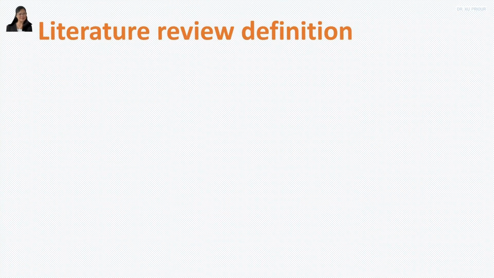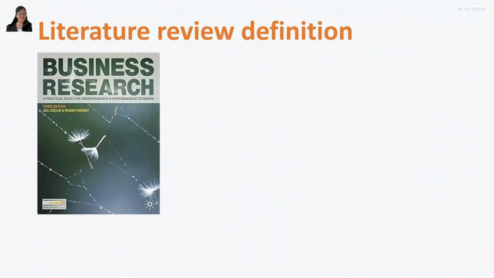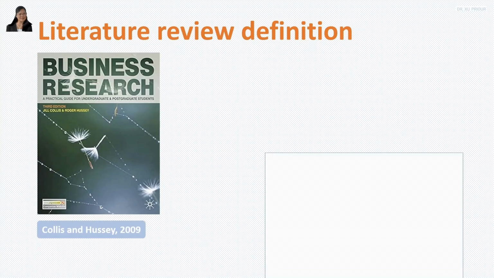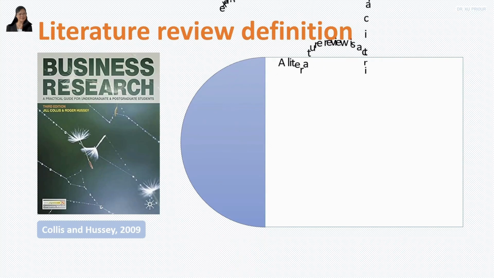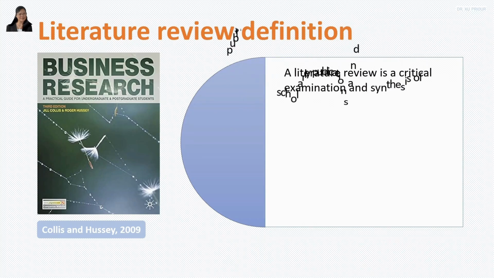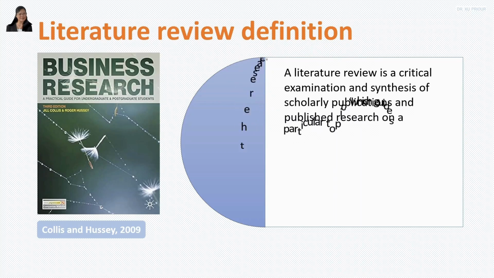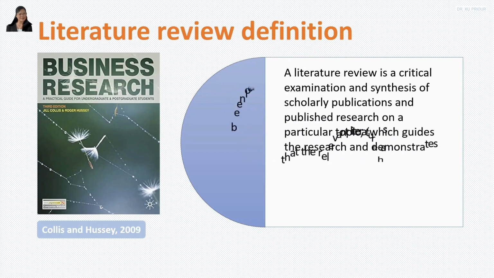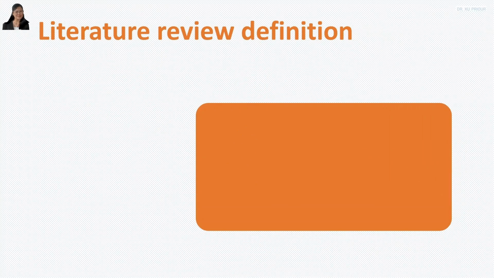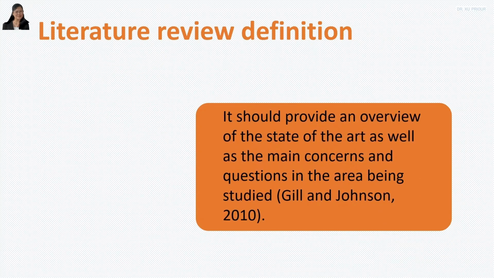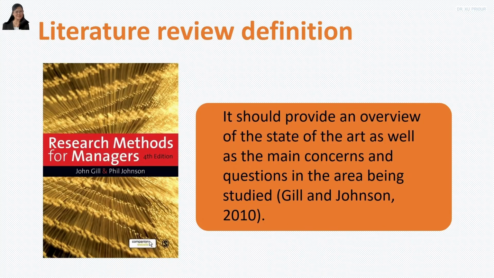So what exactly is a literature review? Well, according to this book by Collis and Hussey 2009, a literature review is a critical examination and synthesis of scholarly publications and published research on a particular topic, which guides the research and demonstrates that the relevant literature has been located and analyzed. It should therefore offer a statement of the state of the art and major questions and issues in the field under consideration, in the words of these authors.